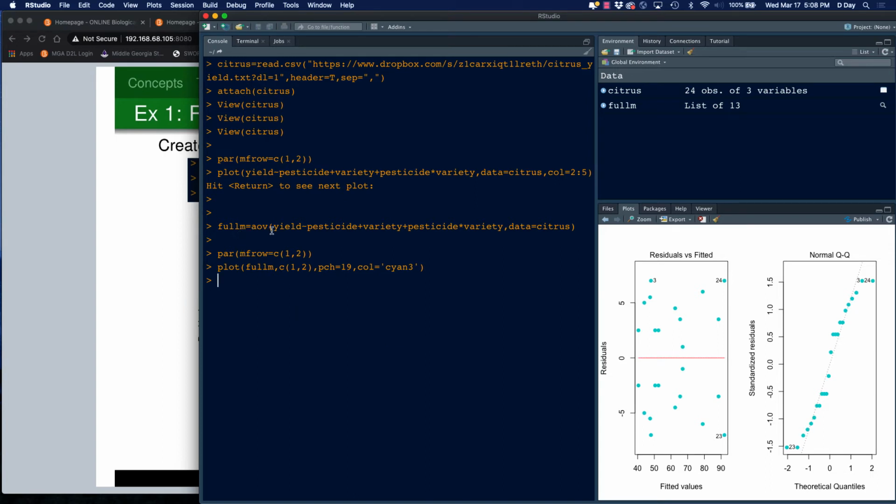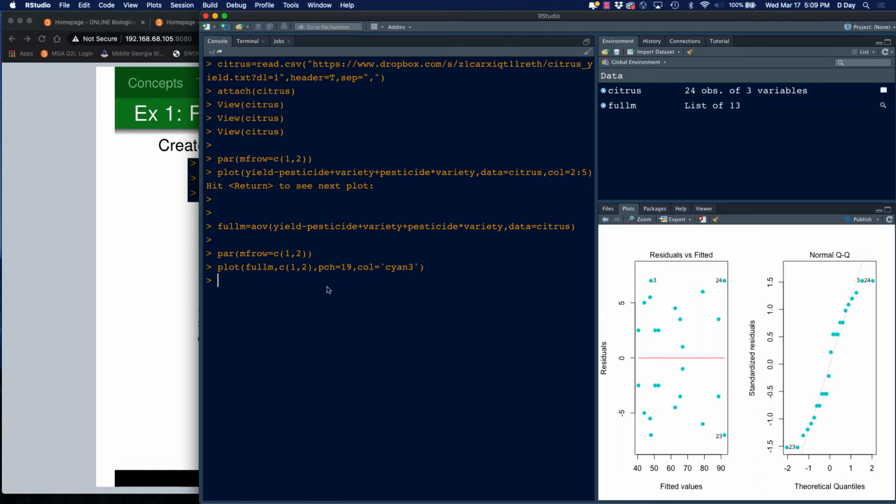So full model ANOVA, again, there's that measurement yield, tilde, factor A, pesticide, plus factor B, variety, plus the interaction term, variety times pesticide. It doesn't really matter what order you put those 2 in, you'll get the same result. It's multiplication. And then data equals citrus. And then down here for plot full M, that's how we'll get this. It's just like when we did plot results for the 1 factor ANOVA. And then C1 and 2 will give us the 2 plots we have over there. And then the PCH, I just wanted them to be filled in circles. The color equals cyan 3.